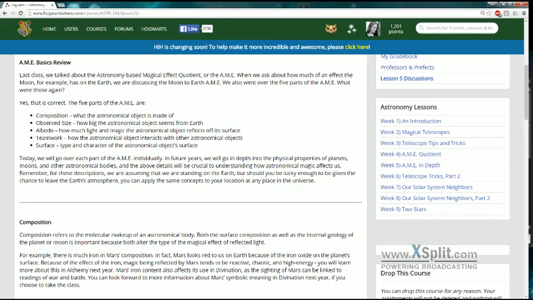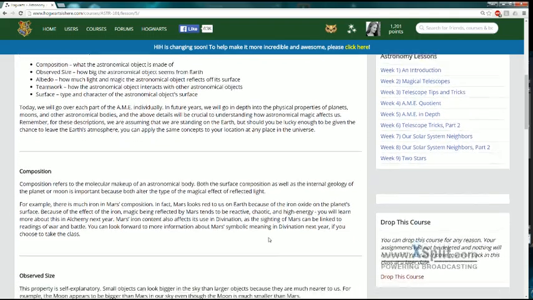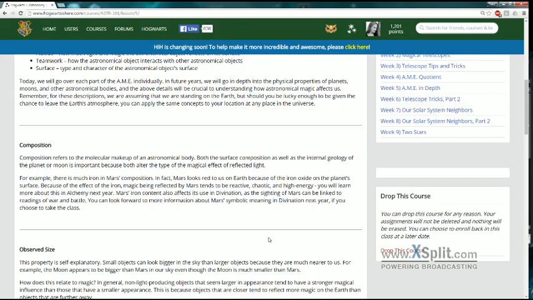Today we will go over each part of the A.M.E. individually. In future years we'll go in depth into the physical properties of planets, moons, and other astronomical bodies, and the above details will be crucial to understanding how astronomical magic affects us. Remember, for those descriptions, we are assuming that we are standing on the Earth, but should you be lucky enough to be given the chance to leave the Earth's atmosphere, you can apply the same concepts to your location at any place in the universe.